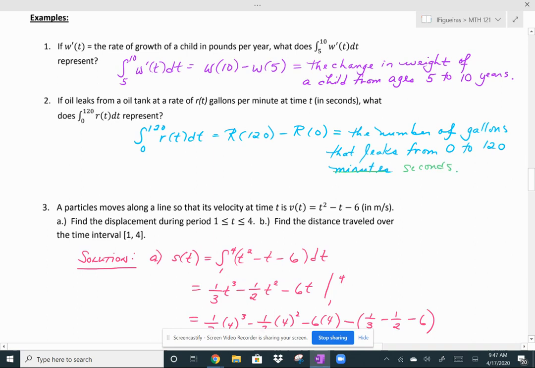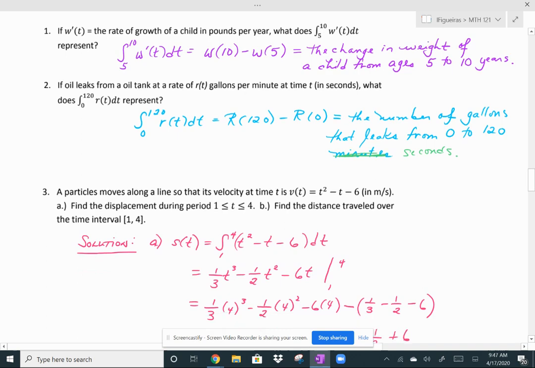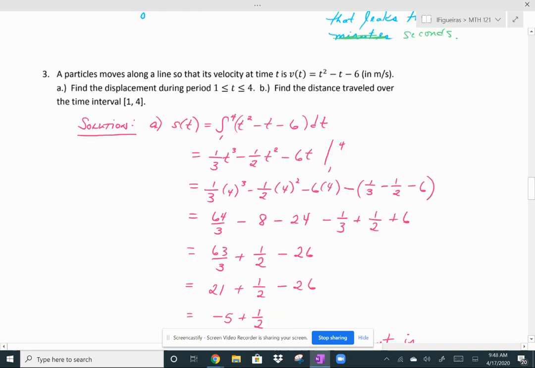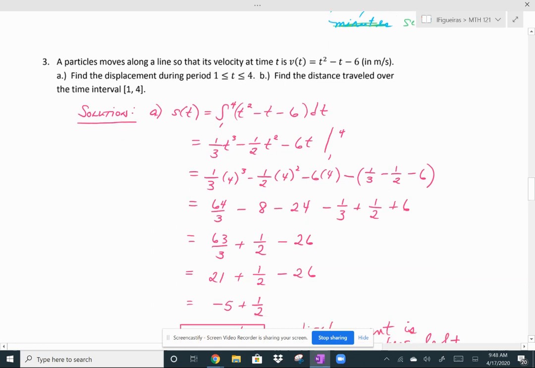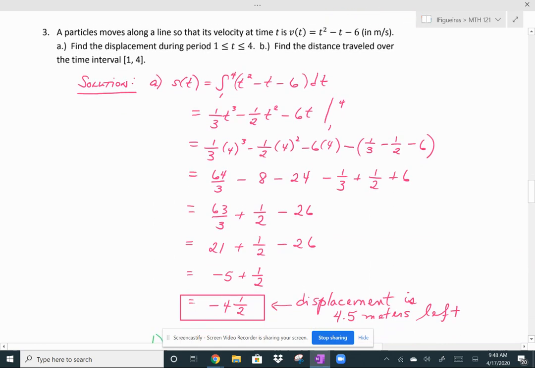All right, so now let's actually integrate these problems. Number 3, a particle moves along a line so that its velocity at time t is v of t equal to t squared minus t minus 6 in meters per second. Find the displacement from seconds 1 to 4, for t between 1 and 4. And then part B will be to find the distance traveled over that same time interval.